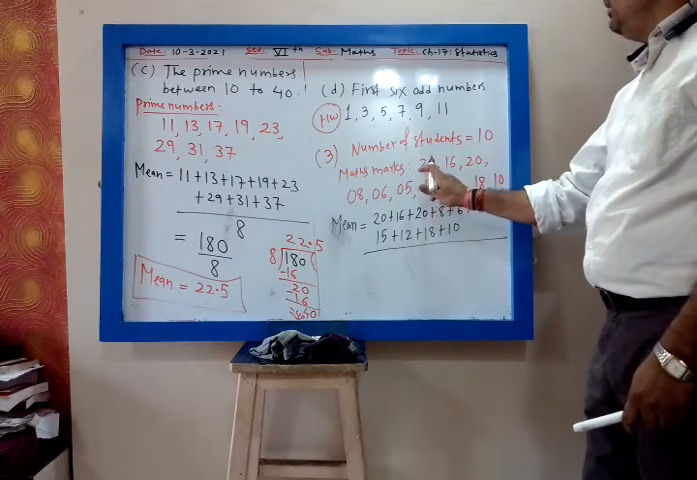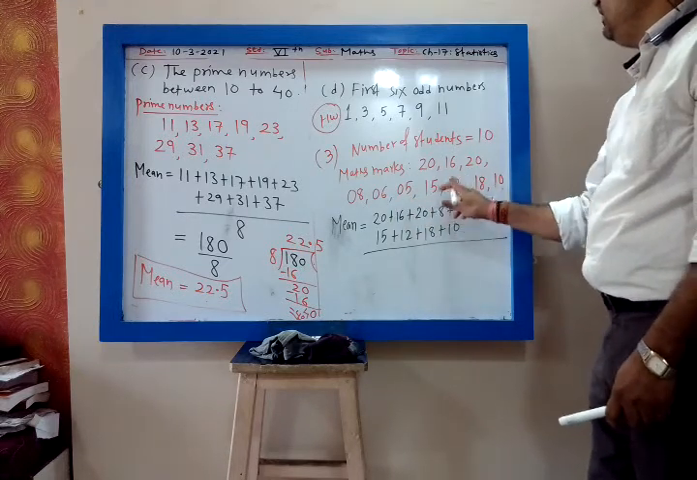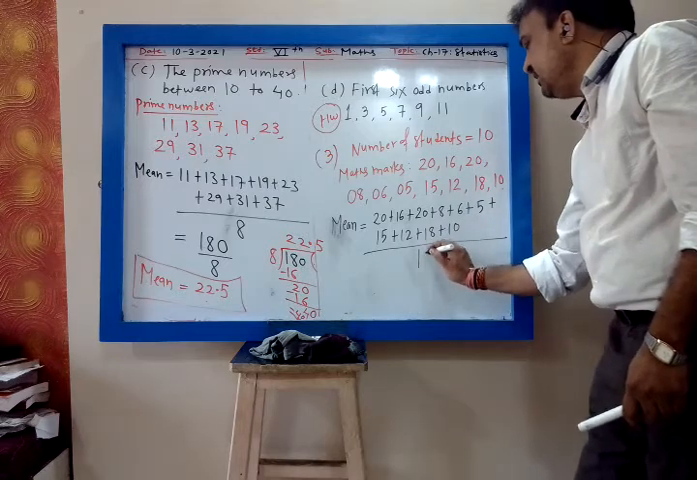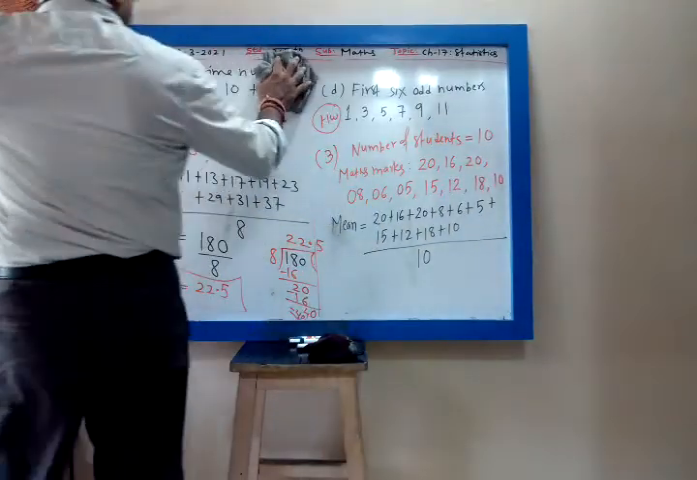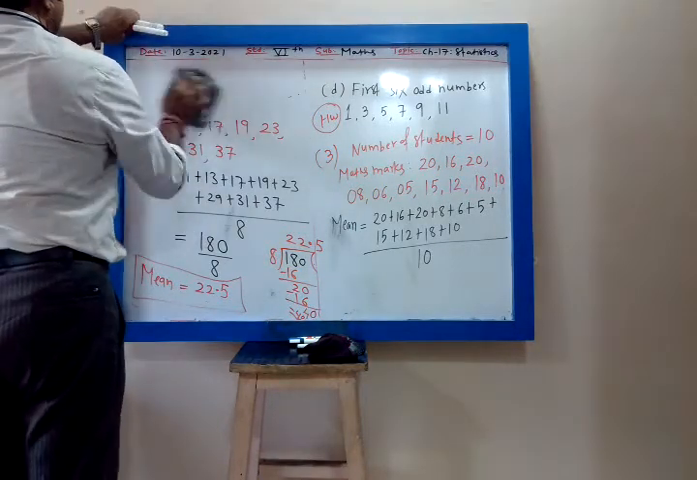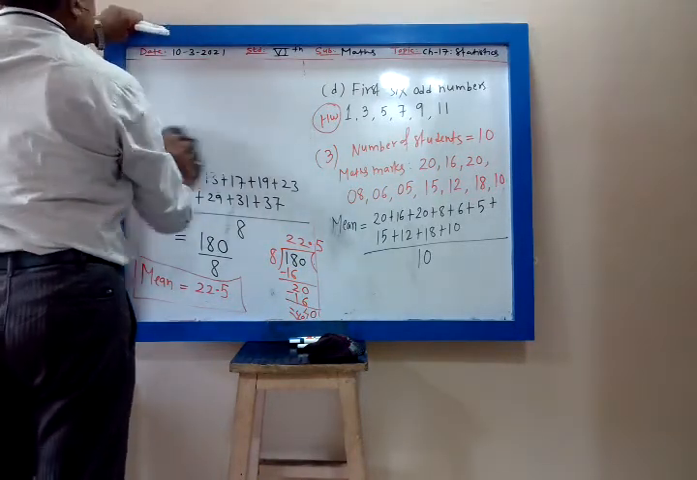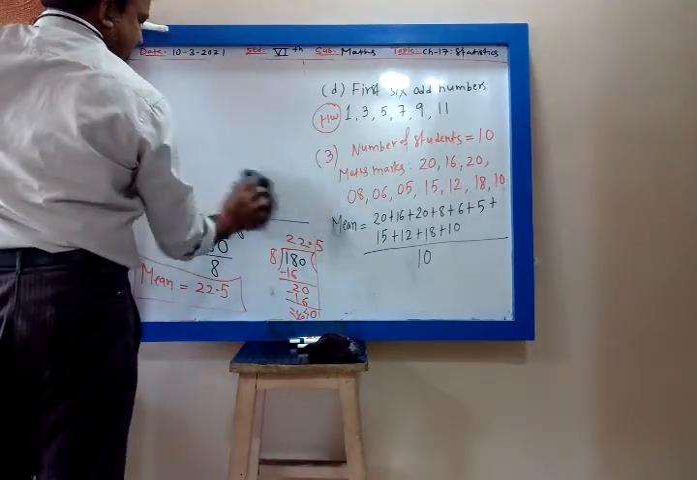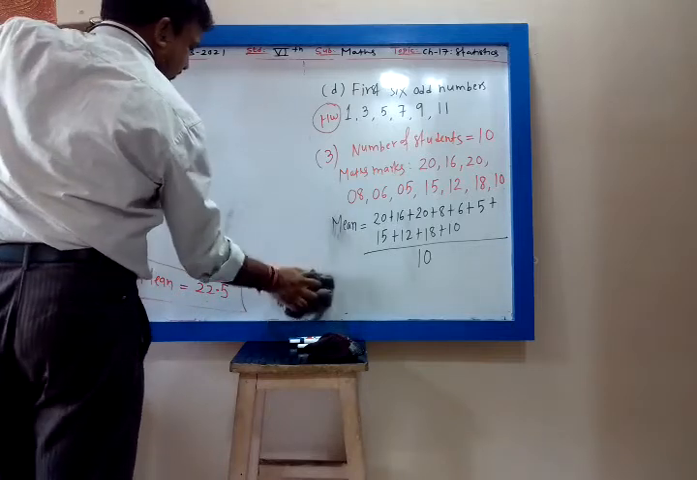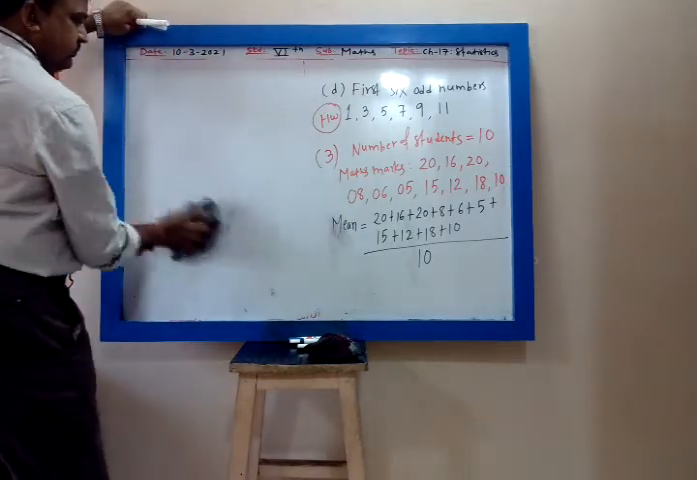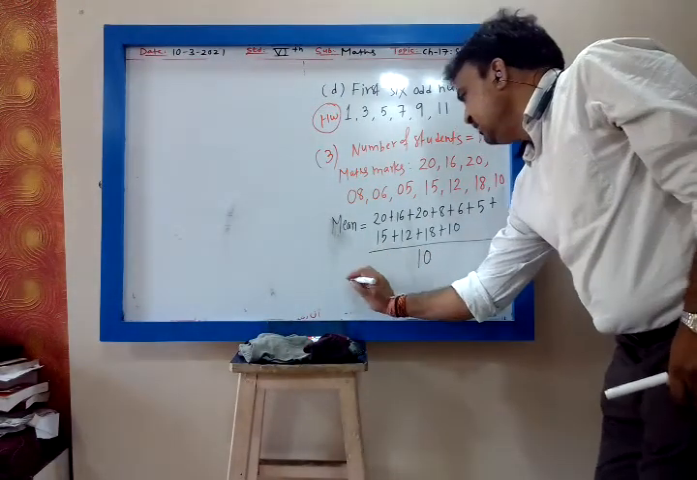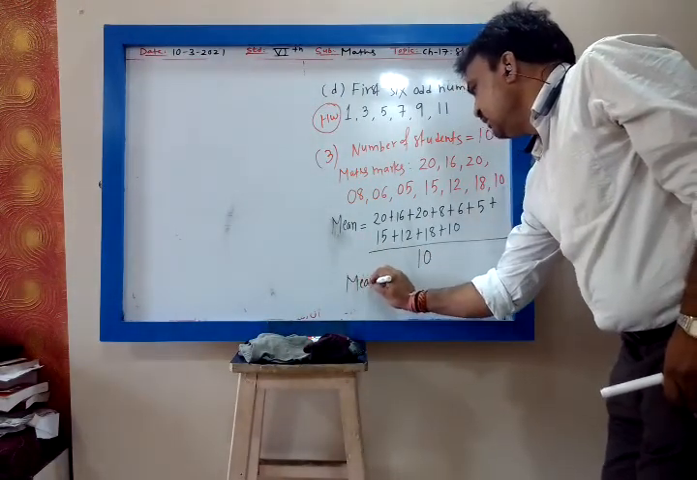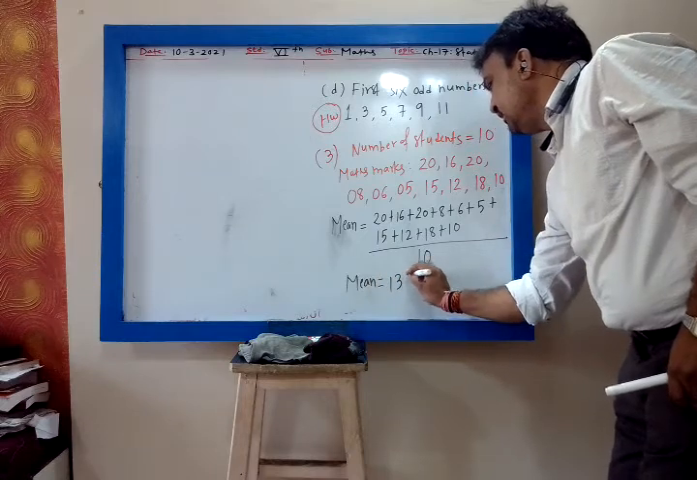How many values are given? 1, 2, 3, 4, 5, 6, 7, 8, 9, 10. Divide this by 10. So add all the marks. Okay, so mean value is 130 divided by 10.